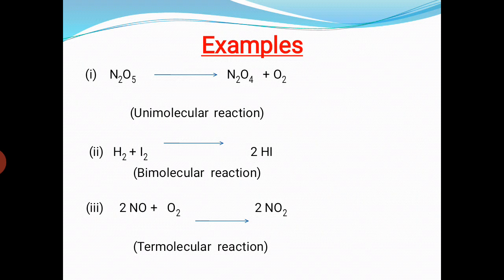Consider these examples. In the first example, only one molecule of N2O5 is taking part in the chemical reaction and hence it is a unimolecular reaction. While in the second reaction, one molecule of H2 and one molecule of I2 are taking part in the chemical reaction and hence it is a bimolecular reaction. In the third reaction, two molecules of NO and one molecule of O2 are taking part, and hence 2 plus 1, it is a trimolecular reaction.